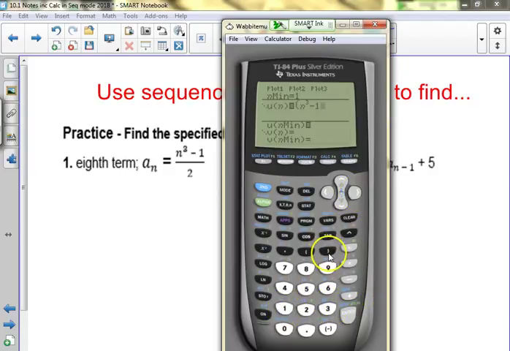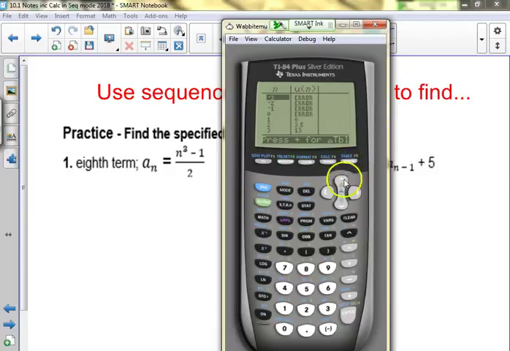Why did I need parentheses? Do I need the parentheses? Because it's all over 2, right? I can show you how to not use the parentheses. We had this discussion last period. Okay, for now, let's just look at the sequence.